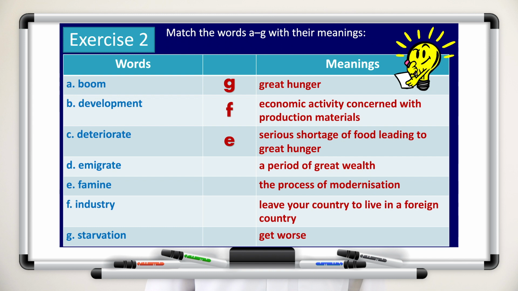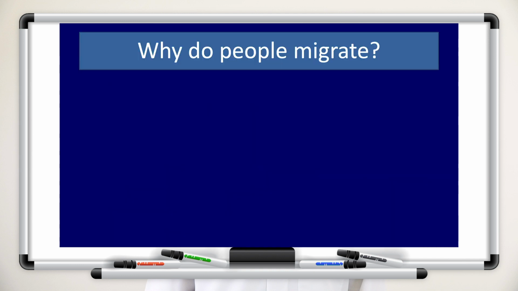And a period of great wealth, boom. The process of modernization, we would match it with the word development. And leave your country to live in a foreign country, emigrate. Now, which word means to get worse? What do you think? Deteriorate. Excellent. Let's move on.